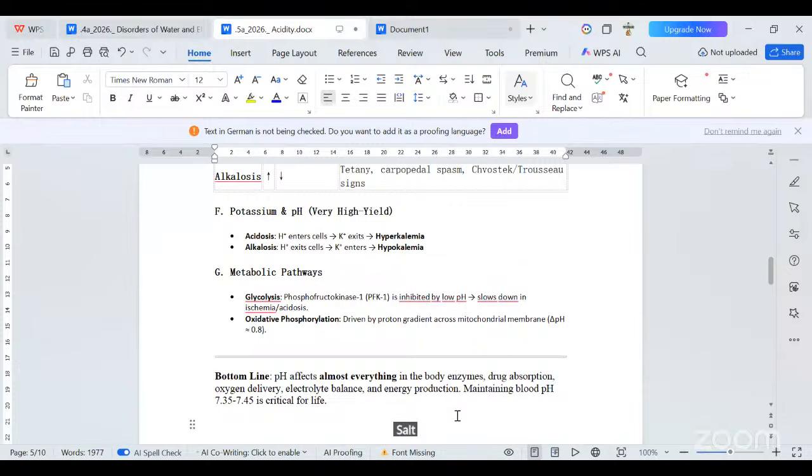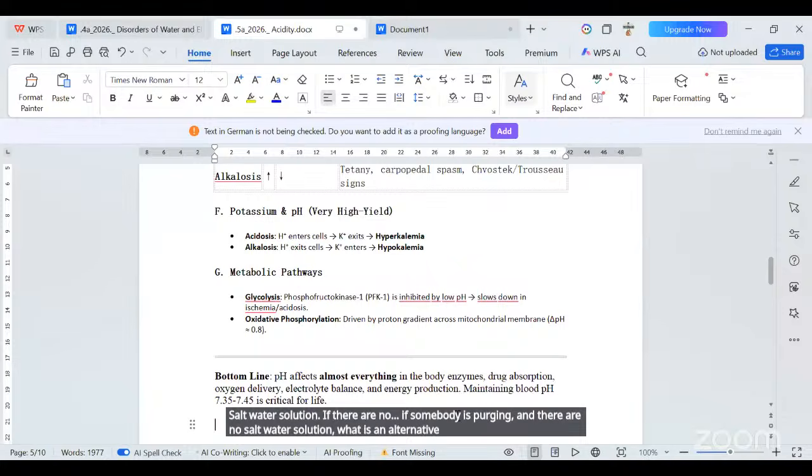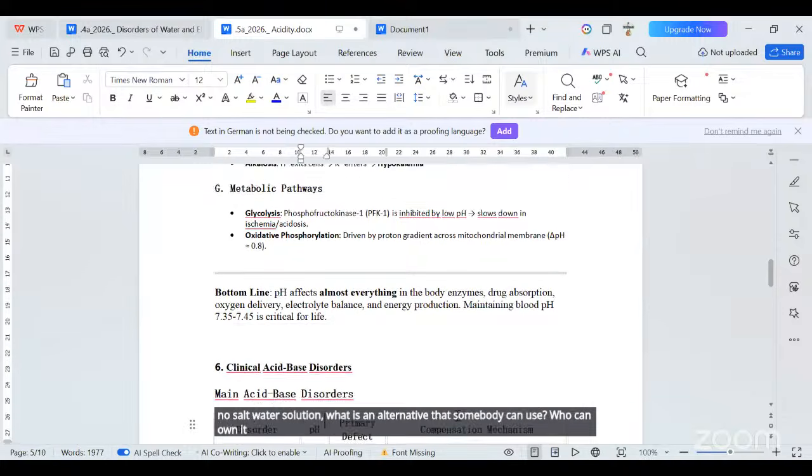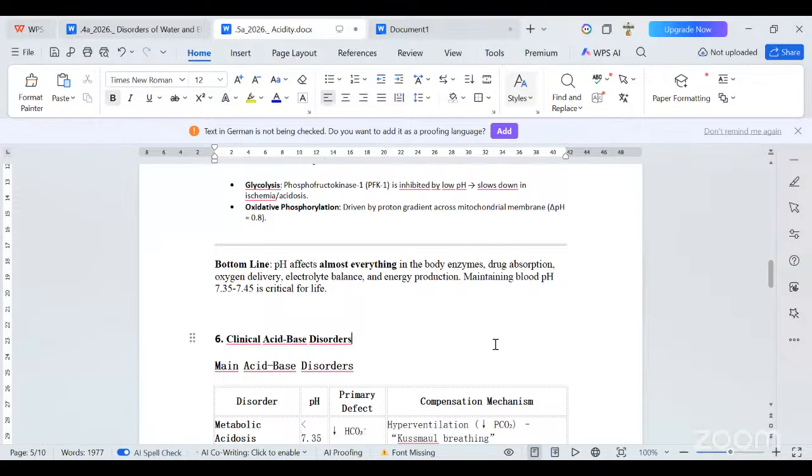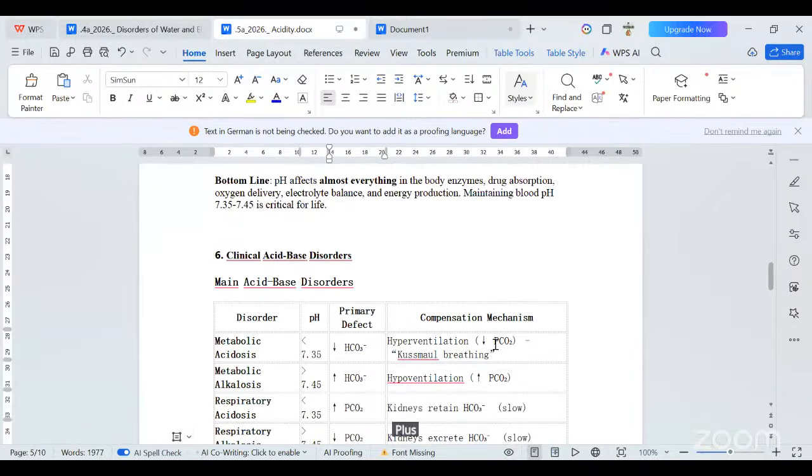Salt water solution. If somebody is purging and there's no salt water solution, what is an alternative that somebody can use? Garri water. You know garri. This is Nigeria. Do we know garri? Who does not know garri? So once you just soak garri, all you need to do is soak.